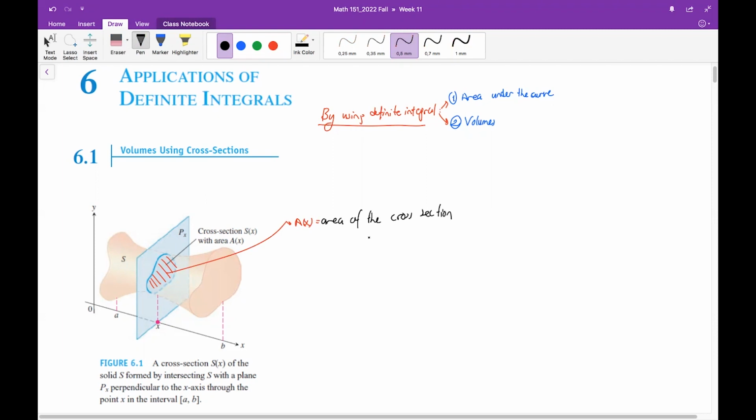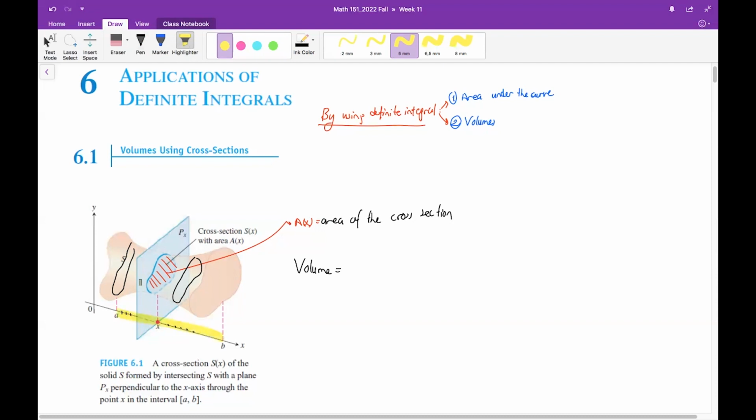Then you can use this cross-sectional area to compute the volume of the whole solid object S. How can we do that? So over each point on the x-axis, you will be having such cross sections, right? Over here, over also here. For each point on the x-axis, over the interval a to b, you have such cross sections.